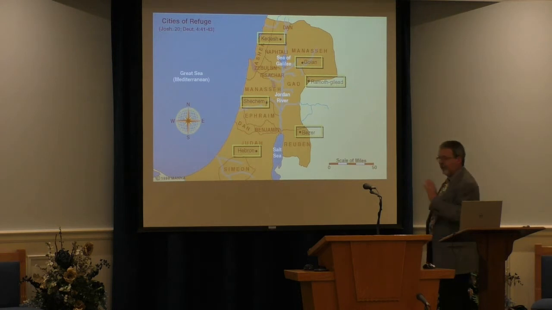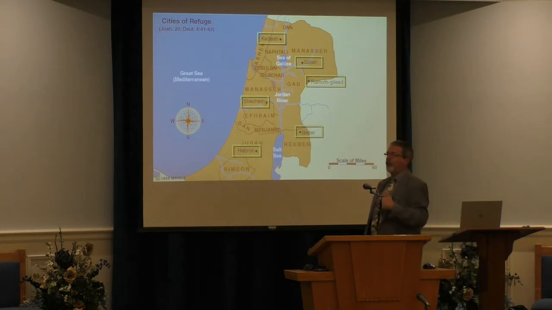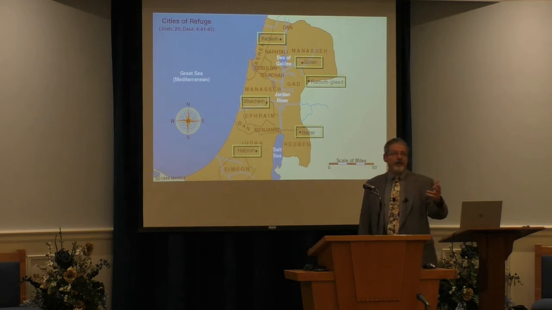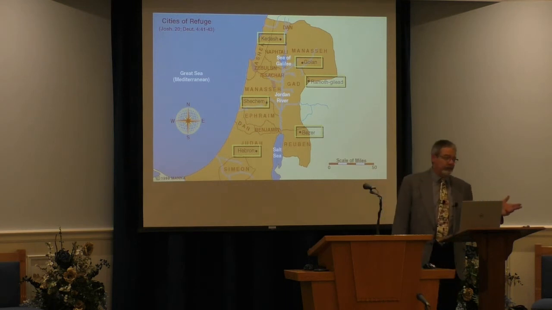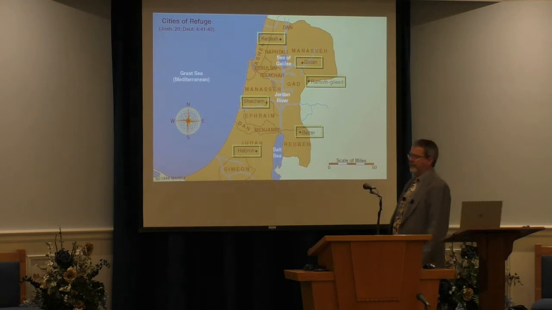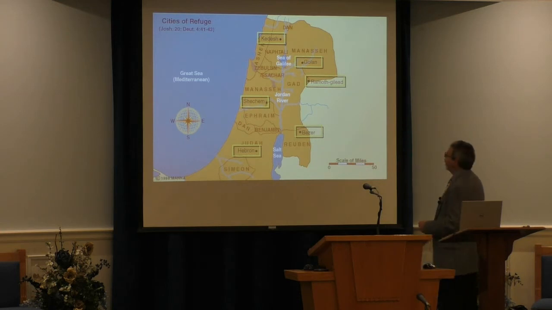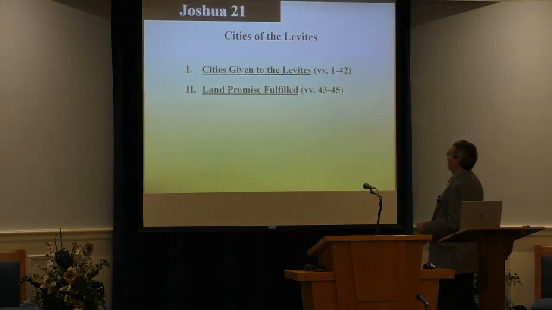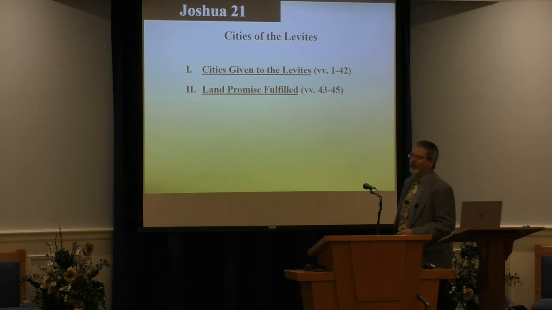All right. That's Joshua chapter 20, the cities of refuge. It's important to know that, not necessarily that we remember all of those, but we'll see references to the cities of refuge further in other places in the Old Testament. And so we just need to be familiar with what they were, where they were, and the purpose behind those. Go to Joshua 21.